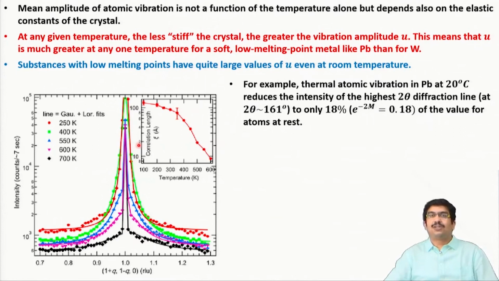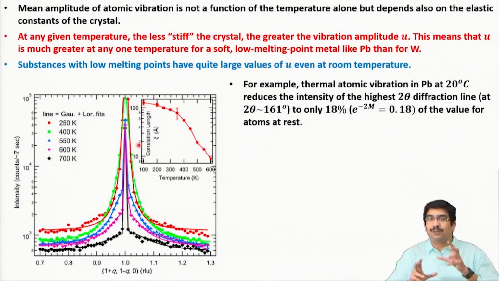So, if we compare these two different materials, lead versus tungsten, first we start with the atomic vibration. For lead, the average displacement about the mean position will be much higher. That means the U, which we discussed in the last class, will be much higher for lead as compared to tungsten. So, the decrease in peak intensity with temperature will be much more prominent for something like lead as compared to tungsten.